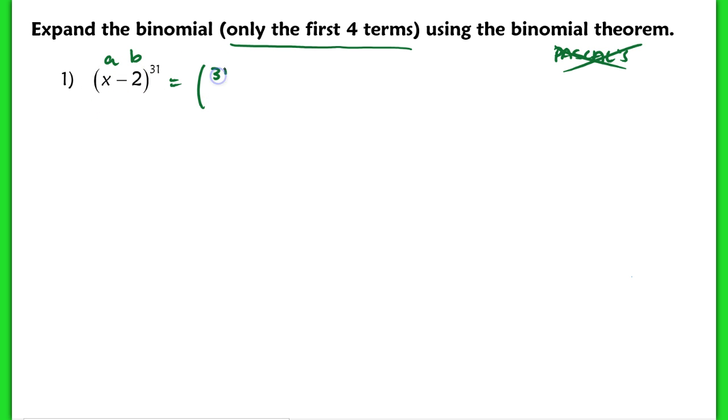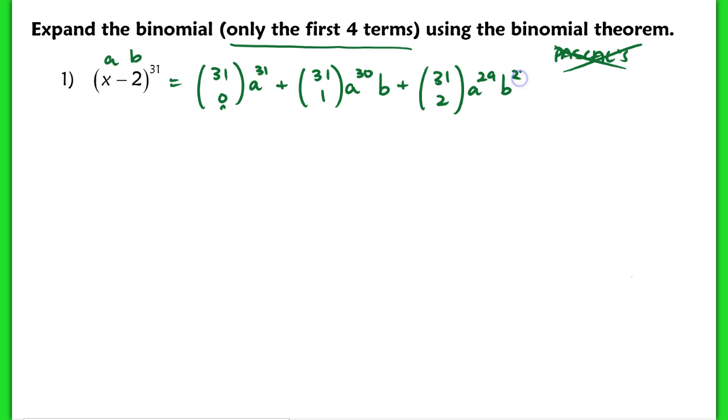So we have 31 choose 0, then a to the 31st, and b is, remember, the same as that exponent here, so I'm going to get rid of that b to the 0. Then plus 31 choose 1, a to the 30th, descending exponents for your a, and then b to the 1st power, plus 31 choose 2, a to the 29th, b to the 2nd power, and then my 4th term, we're going to stop here after 4, 31 choose 3, then a to the 28th, b to the 3rd.